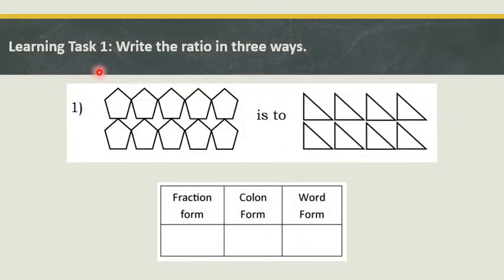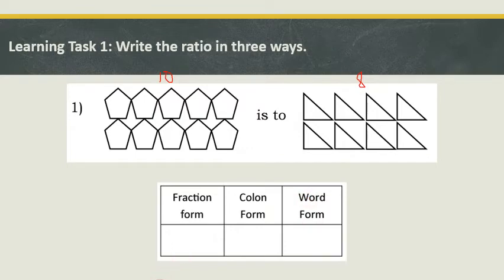So, para sa learning task 1, let us write the ratio in 3 ways. So, i-compare natin itong pentagon sa triangle. So, ilan ba ang pentagon natin? So, we have 1, 2, 3, 4, 5, 6, 7, 8, 9, 10. So, we have 10. Ilan naman ang triangle? So, we have 8. So, alam na natin na ang atin dito ay 10:8. So, alam na natin 10:8 siya.